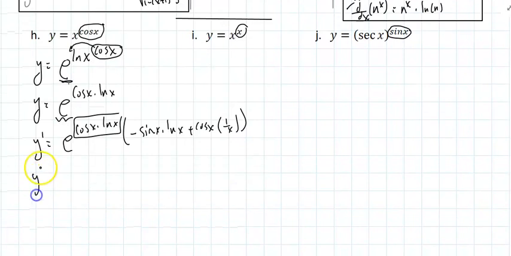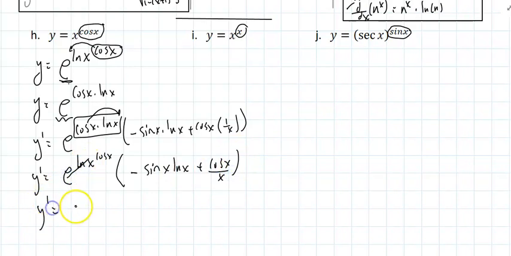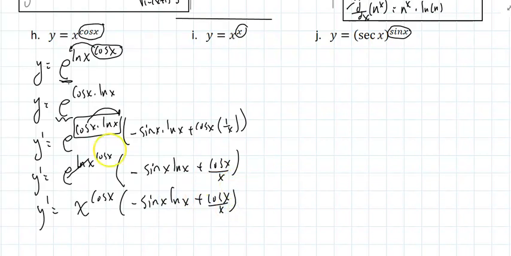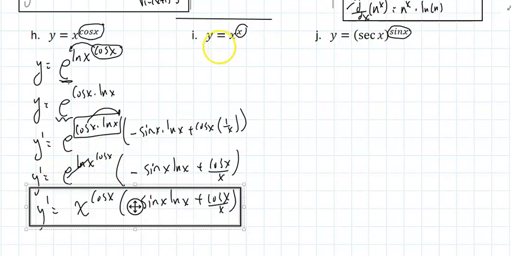And I could undo this now and say y prime is e to the natural log of x to the cosine of x, and clean this up a bit. Those undo each other, and I'm left with x raised to the cosine of x times negative sine of x natural log of x plus cosine of x over x. And that would be my answer. So initially I couldn't take a derivative, but by doing this trick, now I could.